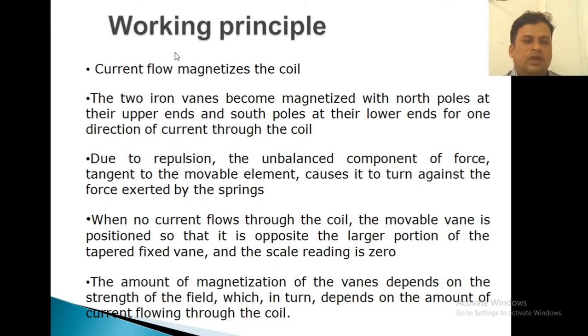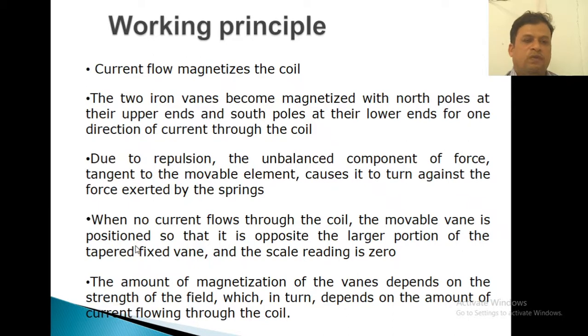So we will see the working principle once again. Current flow magnetizes the coil, as I said just now. The two iron vanes become magnetized with north poles at their upper ends and south poles at the lower ends for that direction of current through the coil. Due to repulsion, the unbalanced component of force tangent to the movable element causes it to turn against the force exerted by the springs.